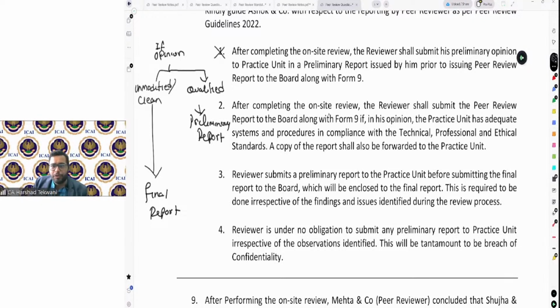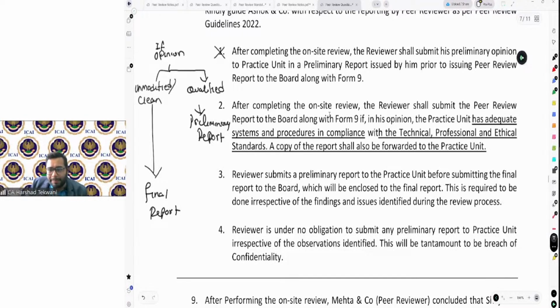After completing the on-site review, the reviewer shall submit the peer review report to the board along with Form 9 if, in his opinion, the practice unit has adequate systems and procedures in compliance with the standards, and a copy of the report shall be forwarded to the practice unit. This is correct. The other two talk about submitting the final report to the board irrespective of the findings, which is incorrect. And the fourth one says the reviewer is under no obligation to submit any preliminary report. That is also incorrect. So the correct option is the second option.